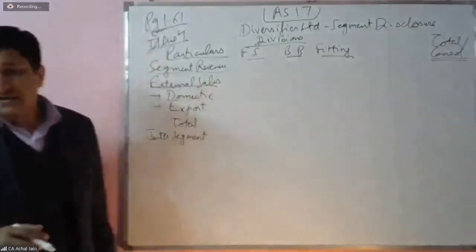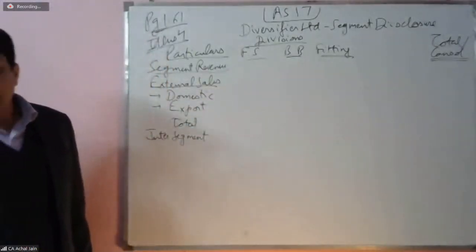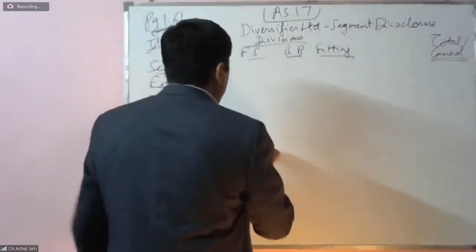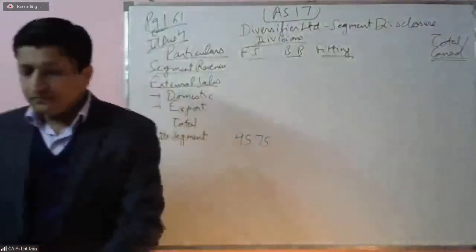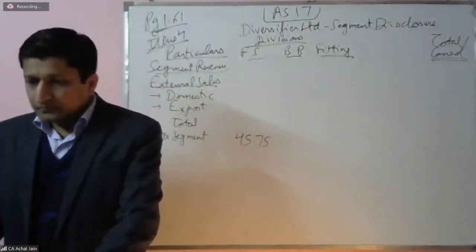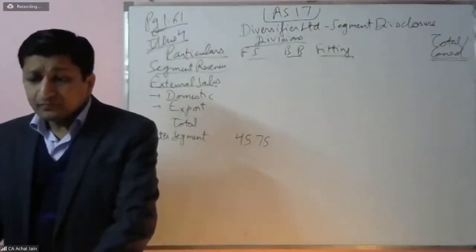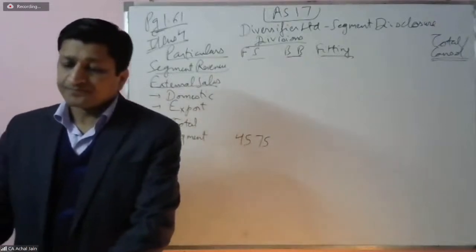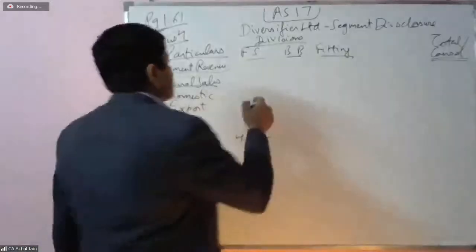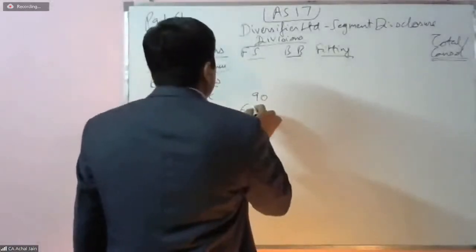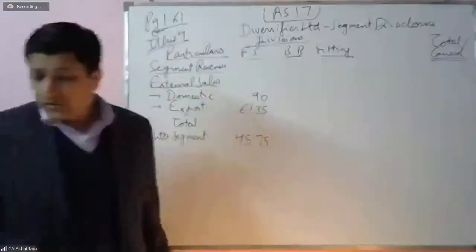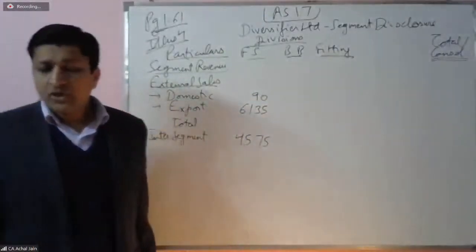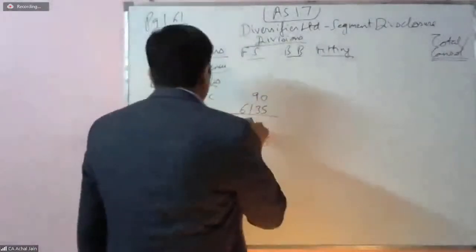Then we have inter-segment sales. For forging shop, it was 4575. Then we have other sales, 90 and 6135. 90 is domestic, export is 6135. So total becomes 6225.